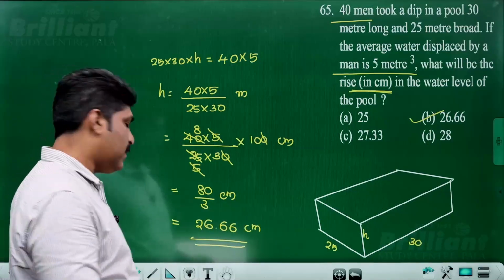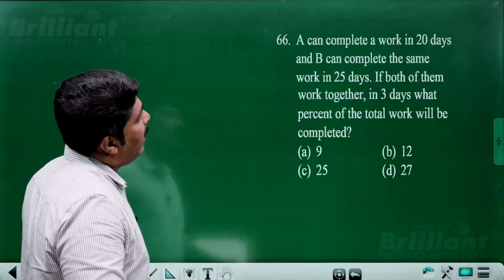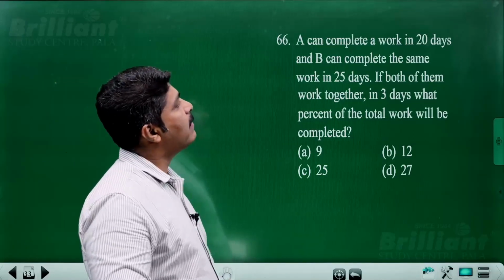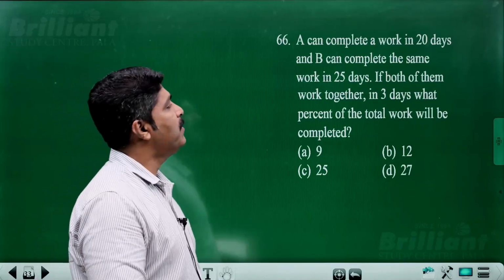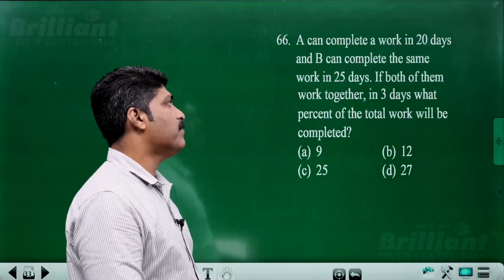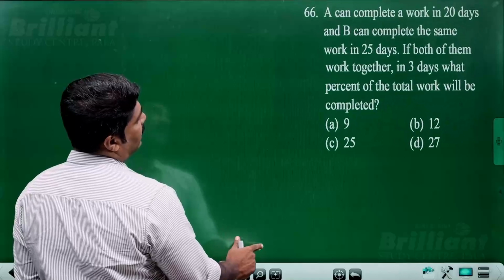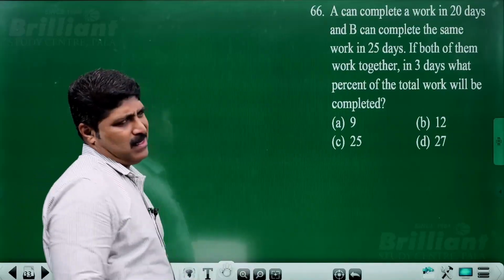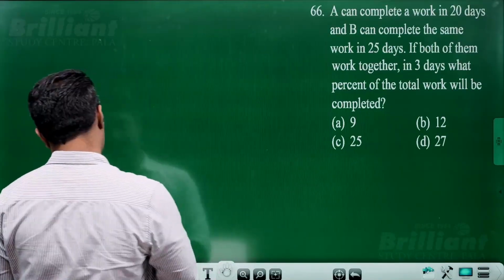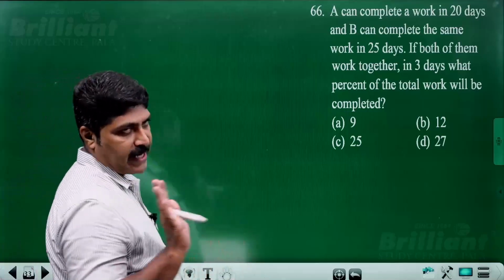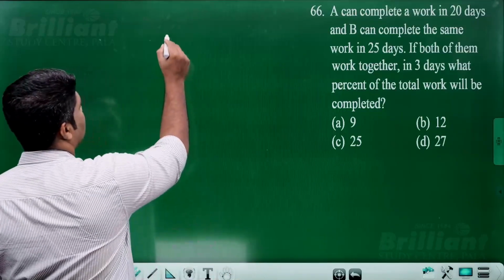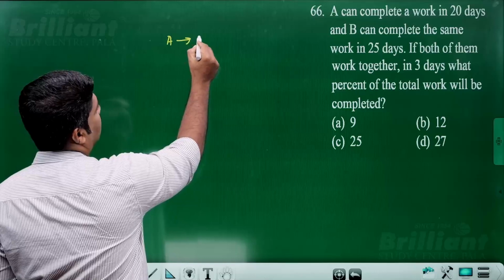Okay, then the next question. A can complete a work in 20 days, B can complete the same work in 25 days. If both of them work together for 3 days, what percent of the total work will be completed? It's a frequently tested question, because in some of our previous mock exams you also saw similar kinds of questions. First of all, we consider the time taken by A.